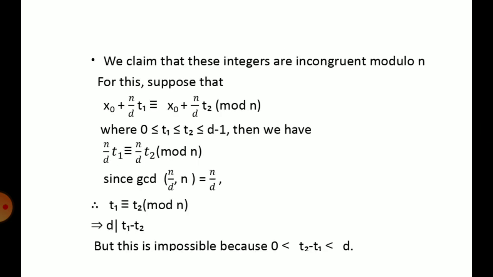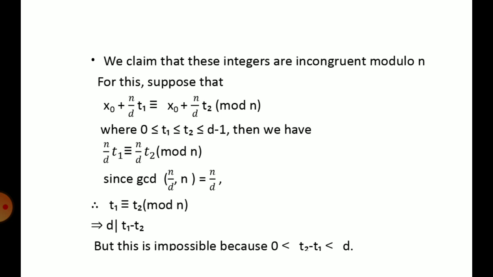Okay, that means there are these d solutions, but these d solutions must be incongruent to each other. Means they are not congruent. To prove that they are not congruent to each other, we shall assume that any two solutions are congruent and try to obtain a contradiction.